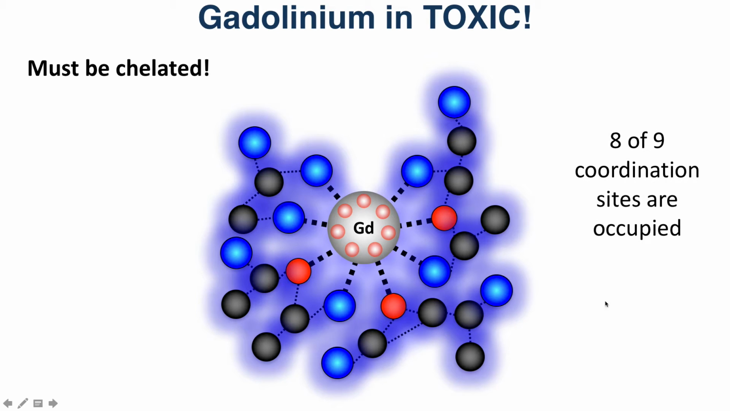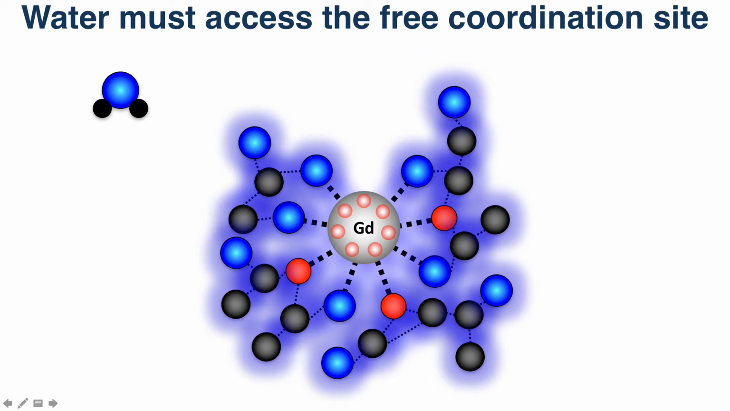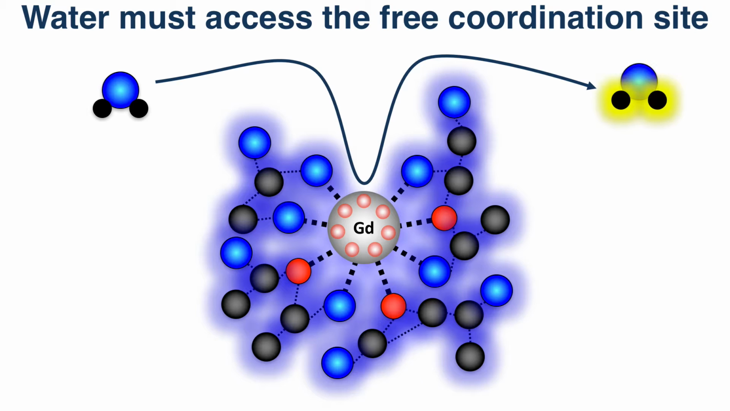So for most of these things, there's 9 coordination sites, and 8 of the 9 coordination sites are occupied. So let's see how smart you are. If 8 of the 9 coordination sites are occupied, how many of the sites are unoccupied? 1. 1 is unoccupied, right here. So there's 1 unoccupied site. 1 is free. What do we do with that unoccupied site? Well, water will get into that unoccupied site and bounce out and become relaxed.